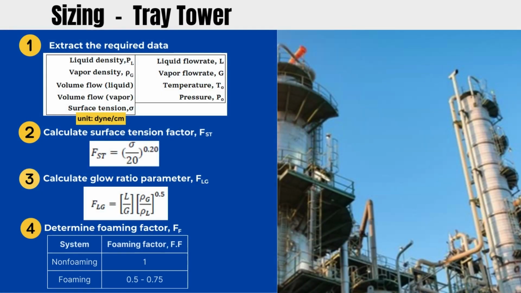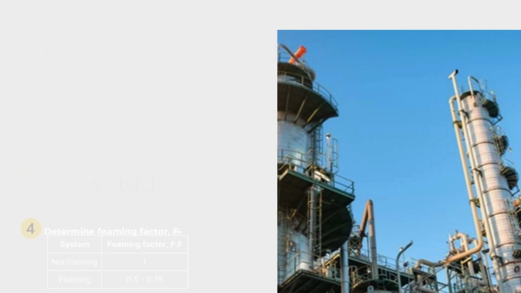In this part, you'll learn the procedure for tray tower sizing. The first step is that you need to extract the required data as listed here. Next, calculate the surface tension factor and flow ratio parameters using the formula given. The fourth step is you need to determine the foaming factor. If the system is non-foaming, the foaming factor is set to be 1. If the system is foaming, then you should assume a value of 0.5 to 0.75.